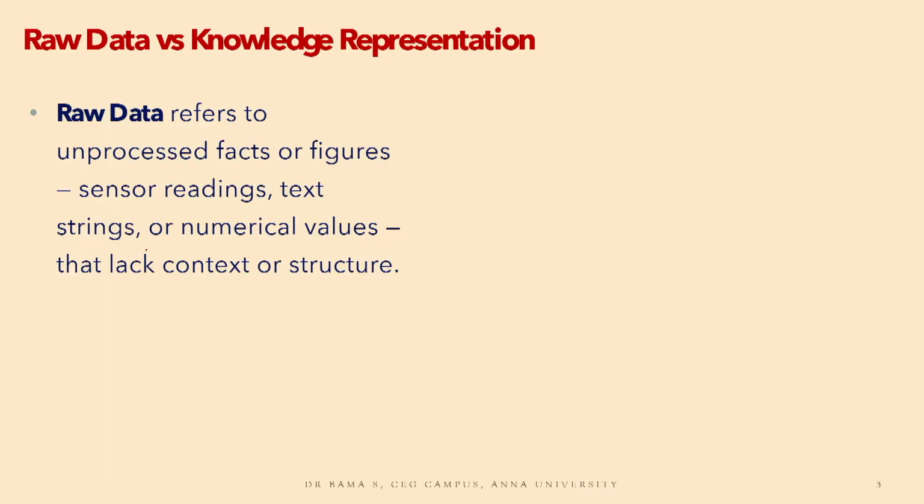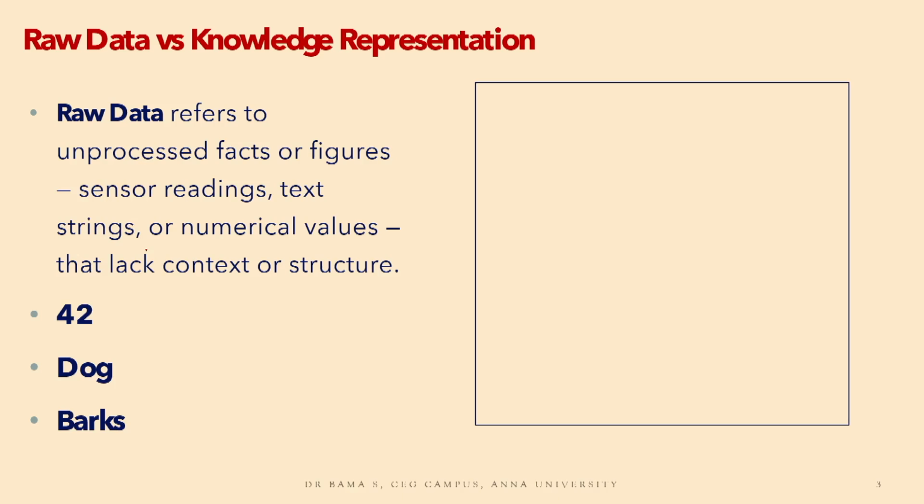These are some raw data that do not have any meaning attached to them, and we can extract all those data. Like for example, 42, it is a numeric value. Dog, it is just a string. Barks, it is just a string. And what is the relation between dog and barks? We have to have some kind of representation inside to specify the relation, and for those things we have some techniques of knowledge representation or structure we have to maintain.